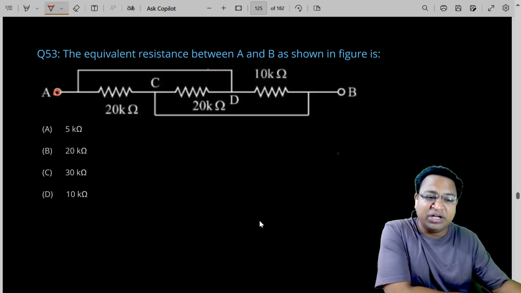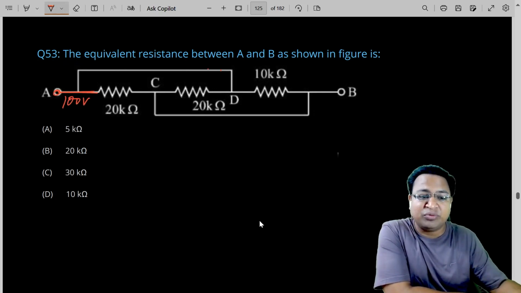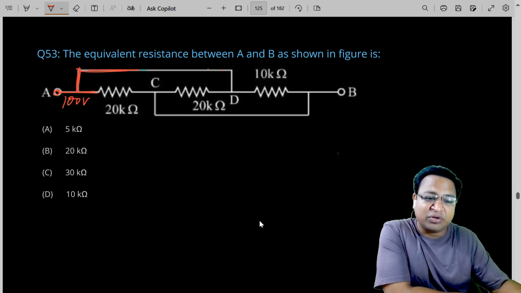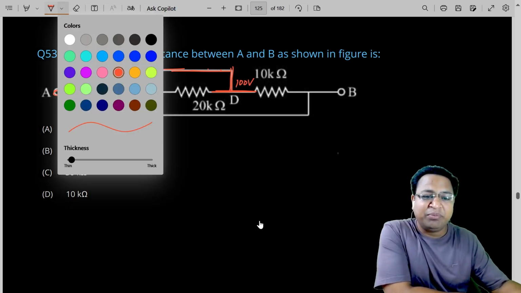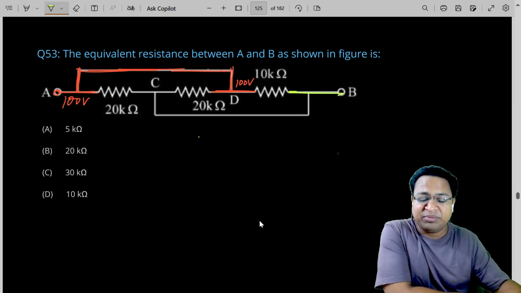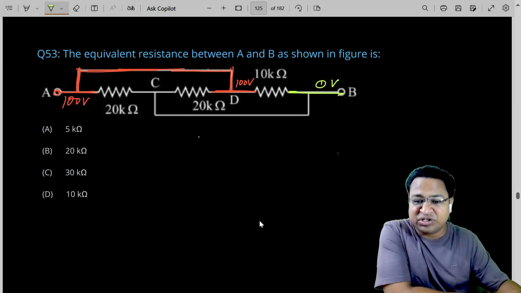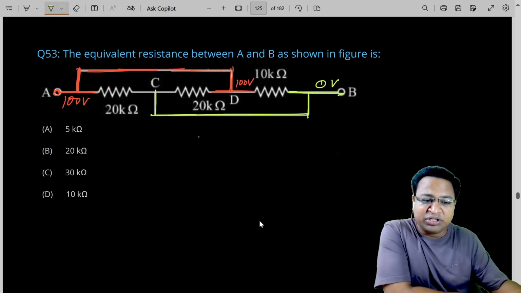Let's distribute the potential. Let's say that the potential of point A is 100 volt. I'm just choosing arbitrarily. You can choose any number you want. So, if this point is at 100 volt, then all these points will be at 100 volt, and I will mark the points which are at the same potential in the same color. So all these points are at 100 volt. Now let me mark the points which are at zero potential, maybe in yellow color. I'm choosing the potential of B as zero. So all these points are at zero.